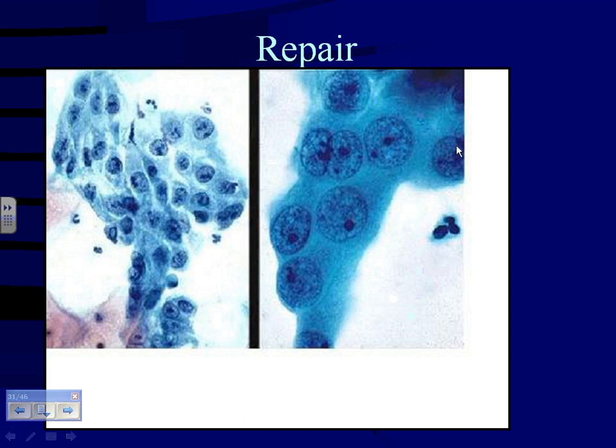Now here it is on higher power to show you again the nuclei that are enlarged, prominent nucleoli, but smooth nuclear membrane borders, and even chromatin distribution, which are all normal findings, okay?